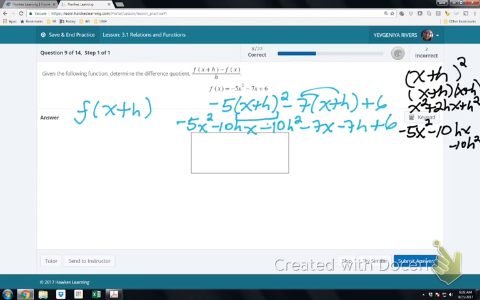Again, from this I'm going to subtract f of x. So I'm going to do minus f of x, which means minus negative 5x squared minus 7x plus 6. All these signs are going to change subsequently. So I will have this become a positive, this will become a positive.